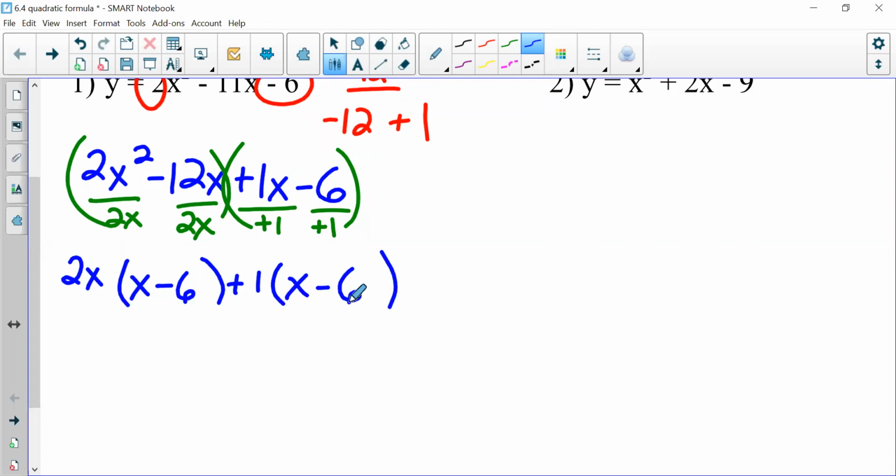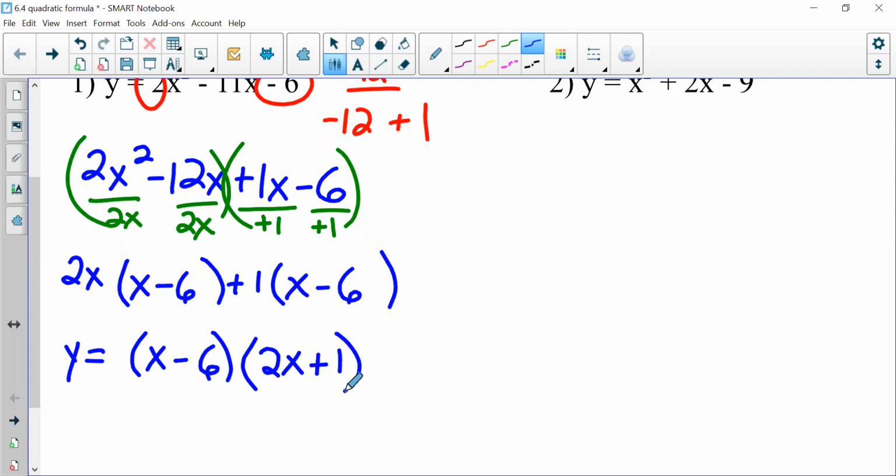What's my final factored form? X minus 6 in one bracket and 2x plus 1 in the other bracket. So you take out the common bracket, the x minus 6. Okay, and then that and that go in your second bracket. So it's 2x plus 1. What is this called again? Factor by grouping, or the A times C method.